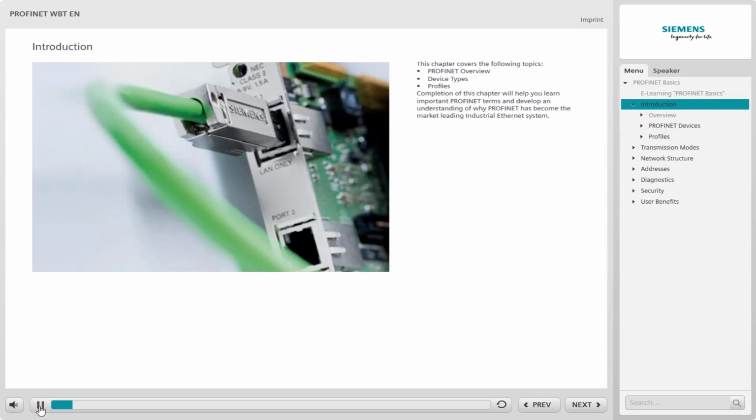This chapter has provided you with an overview of PROFINET and the device types and some important profiles associated with this network. The concepts and terminologies discussed in this chapter will be useful to you in the remaining chapters of this course. This information is also important to understanding why PROFINET has become the market-leading industrial Ethernet system.